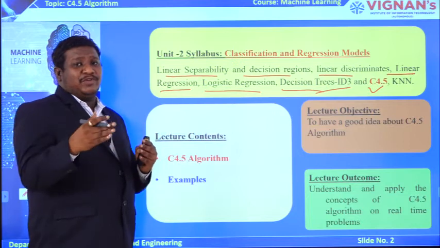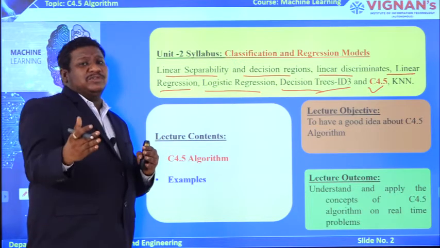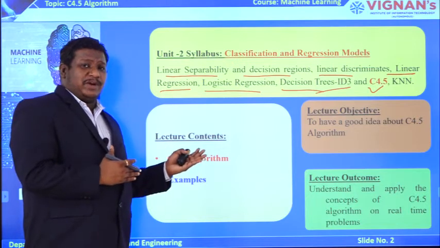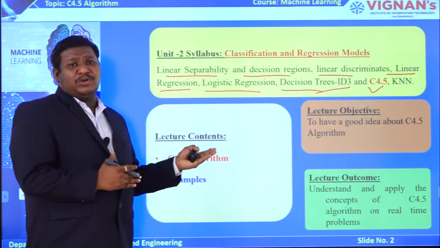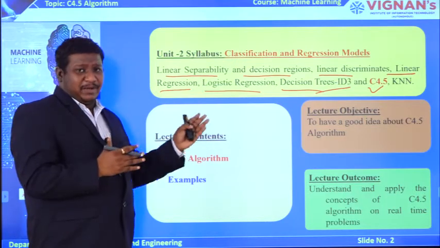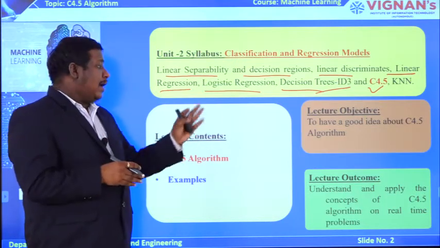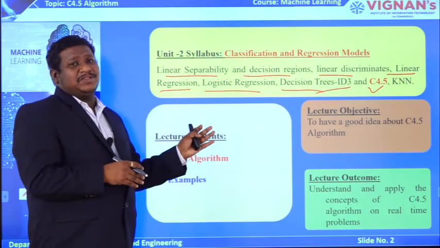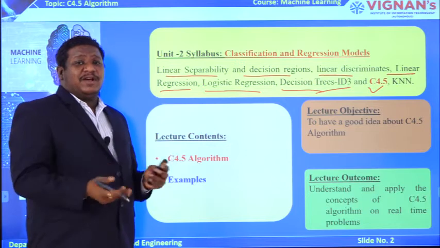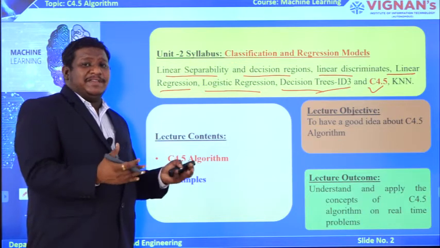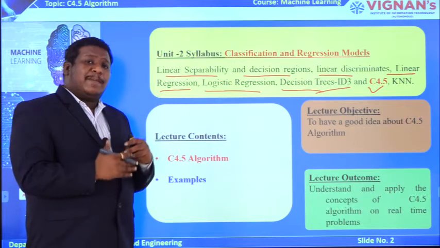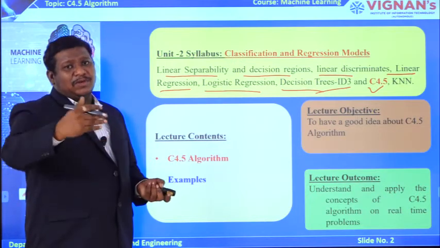The contents of my lecture include the basics of the C4.5 algorithm, what drawbacks the ID3 algorithm has and how C4.5 overcomes those drawbacks, what the advantages of C4.5 are, how this algorithm works on real time problems, and what sort of outcomes we may get by using C4.5. The objective of this lecture is that the student gains good knowledge about this algorithm, and the outcome is that the student can apply it to any real time problem to get better output compared to other algorithms.